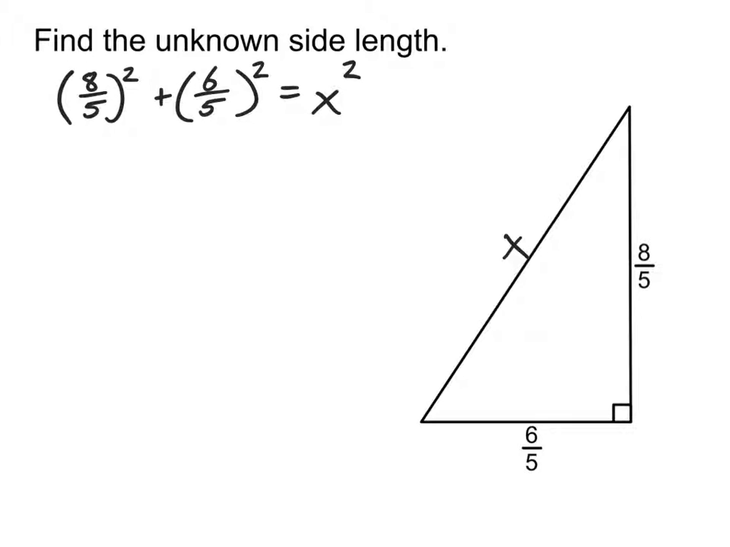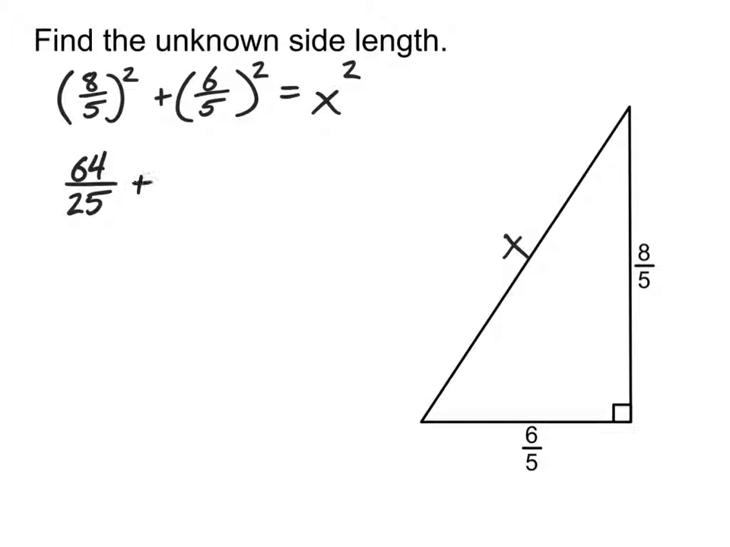All right, so right now it looks potentially intimidating, but it's actually not that bad. Because in order to square a fraction, all you have to do is square the top and square the bottom. We don't even need a calculator to square these fractions. What is 8 squared? 64. So this is going to be 64 over 5 squared, which is 25.